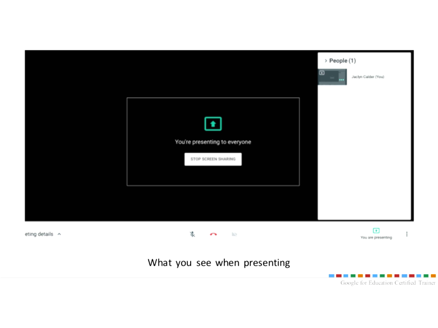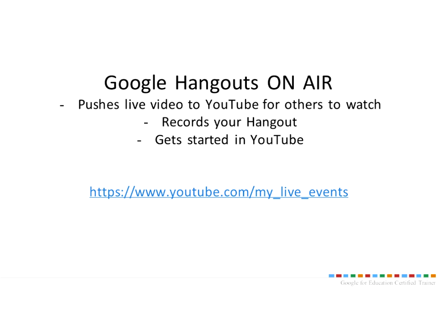It asks you what you want to share, and then it tells you, okay, you are now presenting to everyone. You can leave this window, go present, and then you come back here and hit stop screen sharing when you're done. And that's really the only difference about Google Hangouts from within a chat and starting one fresh.